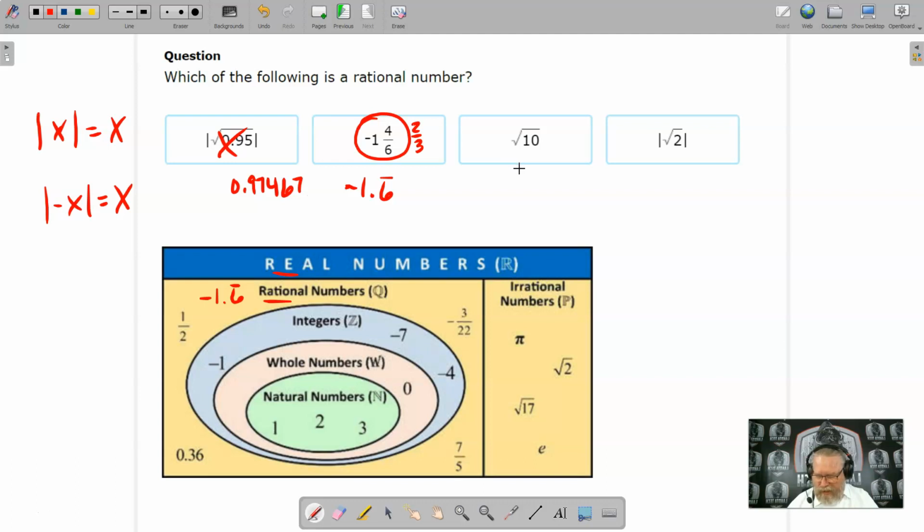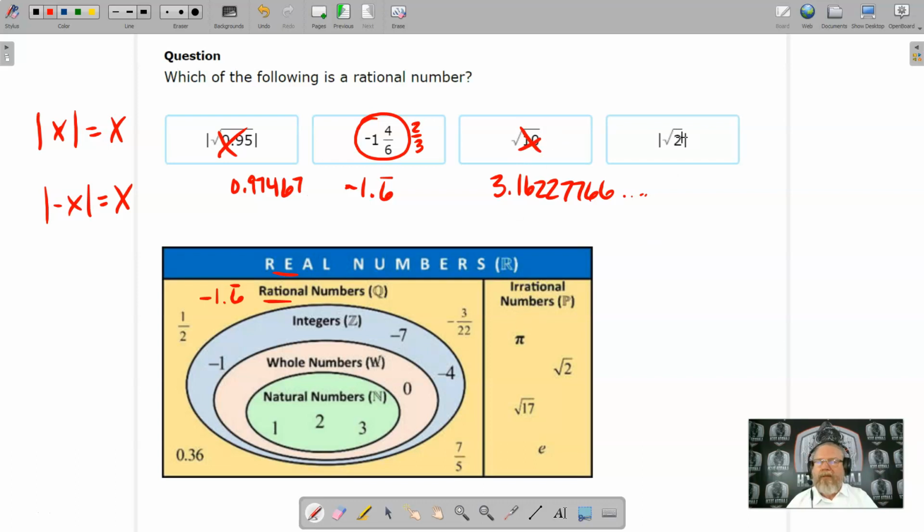The next one, square root of 10. So on my calculator, I'm going to do square root of 10. And indeed, it's going to produce 3.162277766. All right, so it's just going to keep going and going and going. So that's irrational, so we would not select that. It's over here with the irrational numbers.